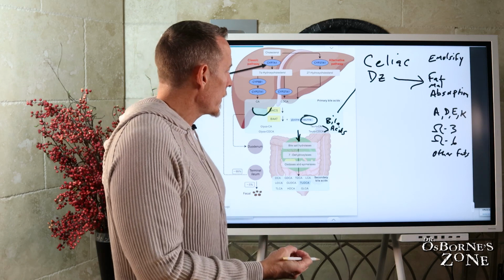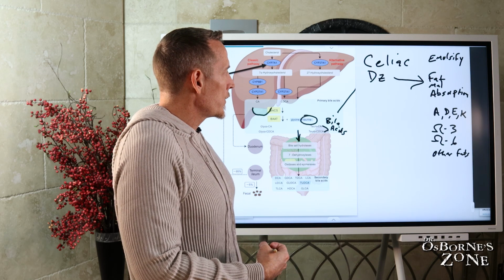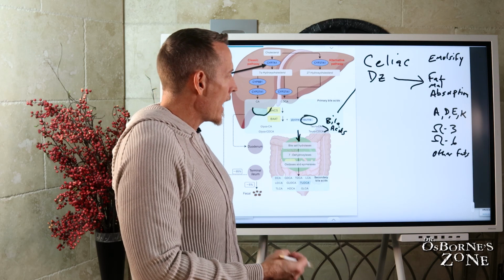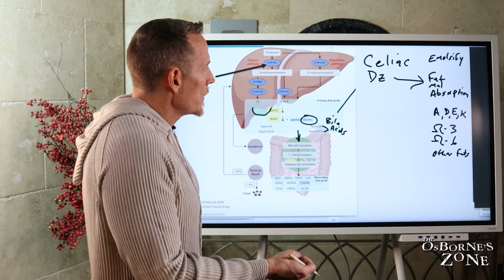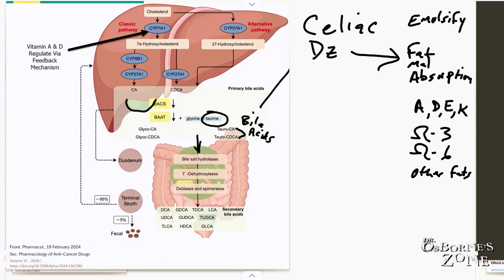And this could also include malabsorbing vitamin B6, which is necessary to make the taurine to make your bile acids, and other B vitamins as well. So we see in celiac disease, the damage to the intestine can cause fat malabsorption, but so too can the vitamin deficiencies caused by the damage to the intestine lead to that as well. So this is very common.